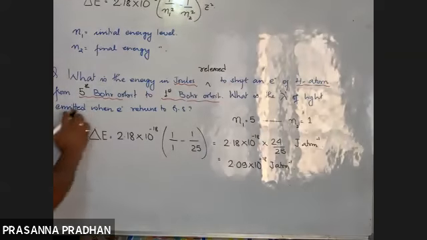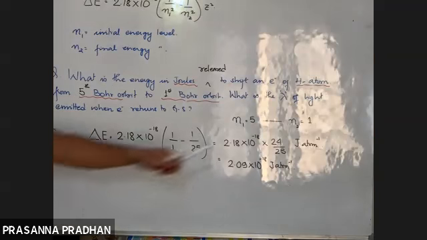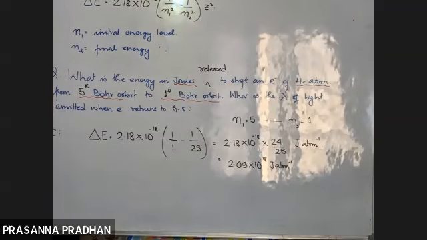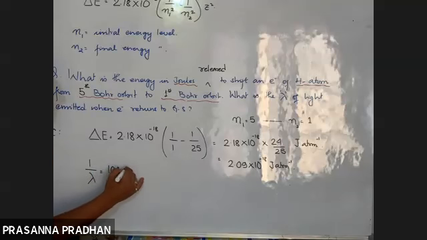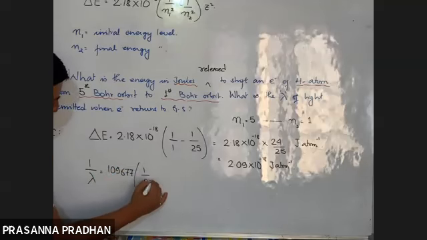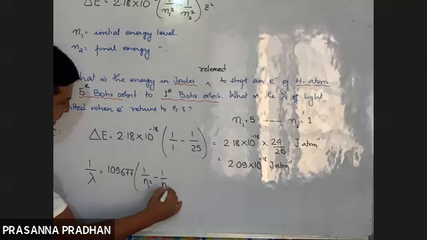What is the wavelength of light emitted? Chalo, just tell me the formula. कौन सा formula use करोगे? How are you going to calculate the wavelength of light emitted? hc by lambda. Okay, or did I say in the last class? We already know the formula, right? So 1 by lambda equals to 109,677 into 1 by N1 square minus 1 by N2 square.